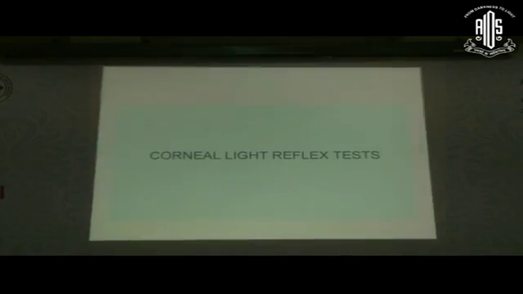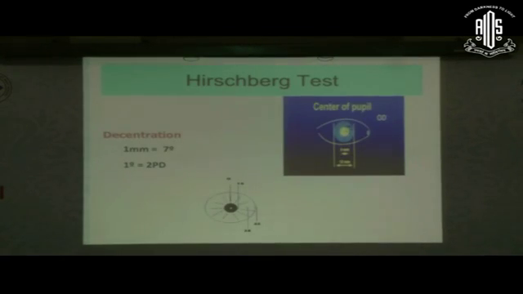Okay. Corneal light reflex test, also known as the Hirschberg test, is only a screening test. Don't base your surgeries on the Hirschberg. 1 millimeter is equal to 7 degrees. That's all you need to remember. And 1 degree is equal to 2 prism diopters if you want to convert it. We just use it in small kids sometimes to get an idea of what's happening.